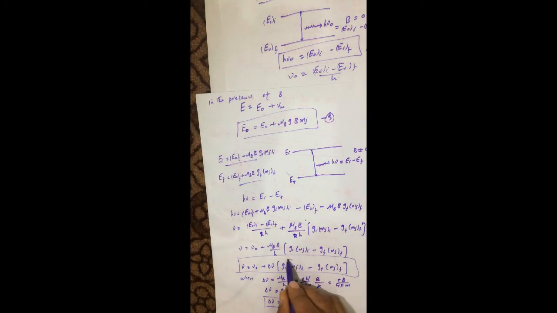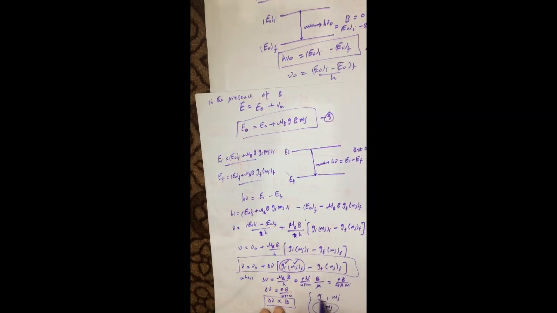We have this factor is very important, g J Mj. So we have these three factors: one is J, the other one is Mj, and the third one is the product of J and Mj. These are very important, which we will discuss in the next video once we explain the splitting of the D1 and D2 lines of sodium in a weak magnetic field.